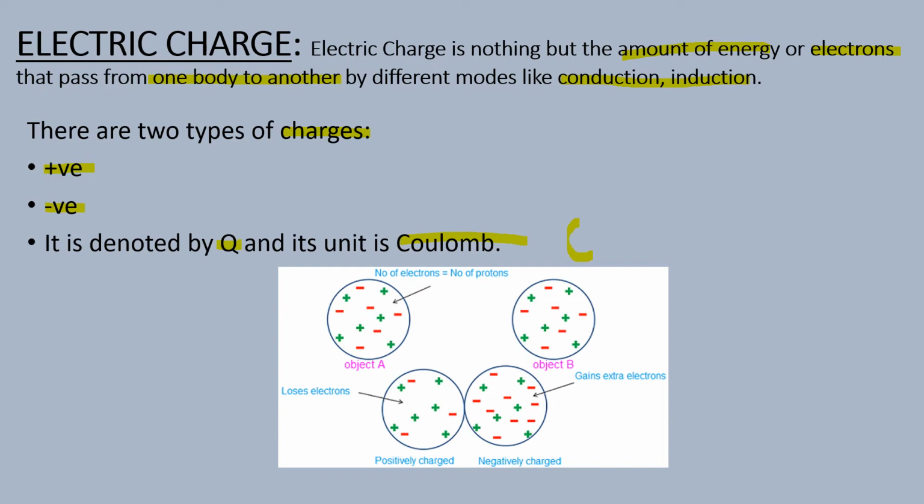As you can see in the picture, the number of electrons is equal to the number of protons. As electrons are lost by object A and gained by the other object B, object A acquires positive charge, or you can say positive charge dominates the body, and in object B, negative charge dominates.